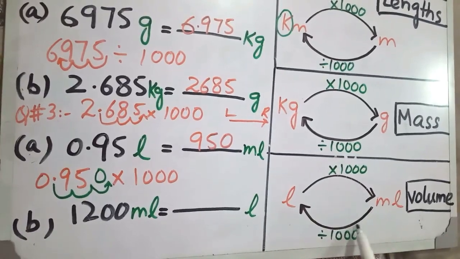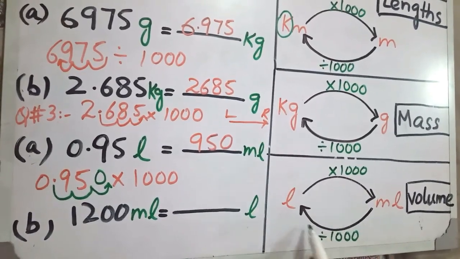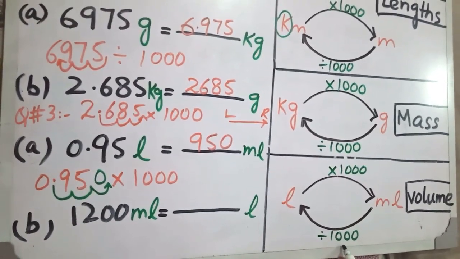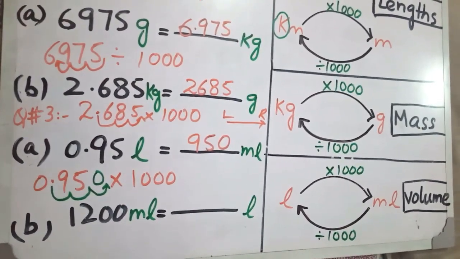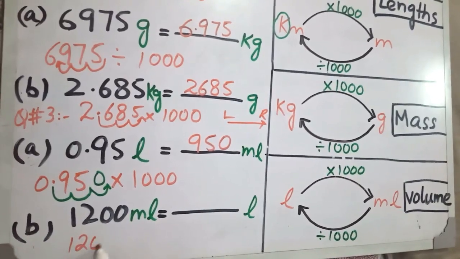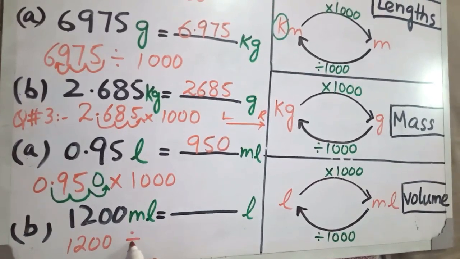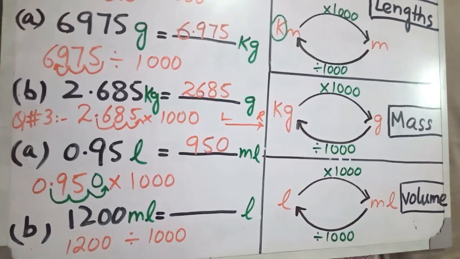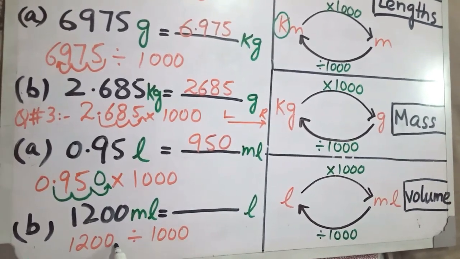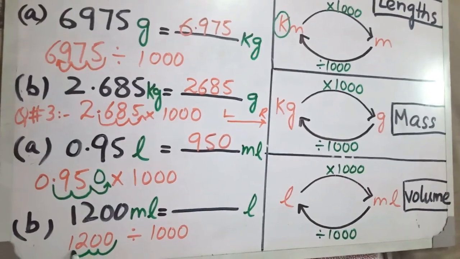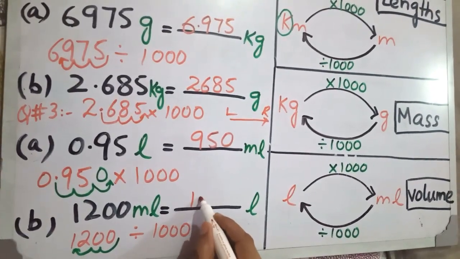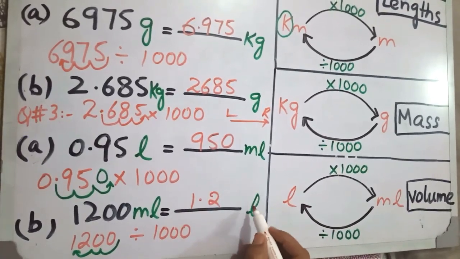Now the B part question: 1200 milliliters, which is being converted to liters. Can you see the direction of the arrow from right to left? It means we have to divide the number by 1000. 1200 divided by 1000. We will move the decimal point 3 times. Then we will have the answer 1.2 liters.